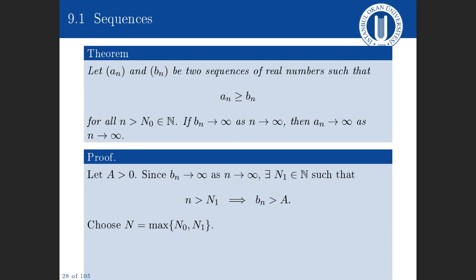Then if n is bigger than capital N, we know two things. We know that an is always bigger than bn, and we know that bn is always bigger than capital A. So if n is bigger than capital N, that means that an must also be bigger than A. And that's the end of the proof. That proves that an tends to infinity as n tends to infinity.